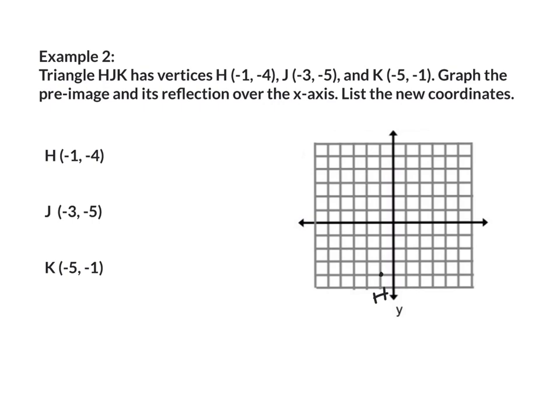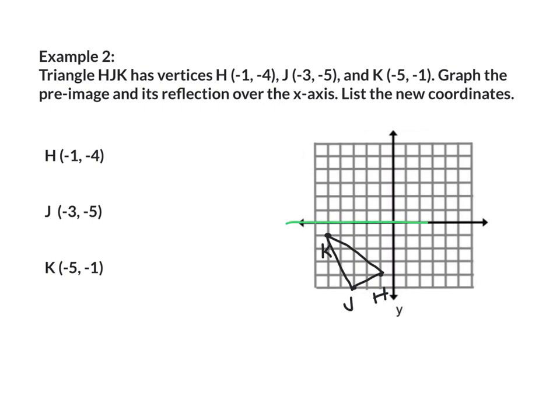Point J is at (-3, -5). Start at the origin, go to the left 3, 1, 2, 3, down 5, 1, 2, 3, 4, 5. Point K is at (-5, -1). Start at the origin, go to the left 5, 1, 2, 3, 4, 5, down 1. They did say this was a triangle, so I'm going to go ahead and connect my dots. And that's our preimage. Now they're telling me that they want us to reflect it over the x-axis.